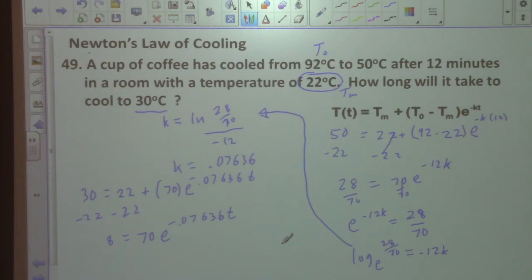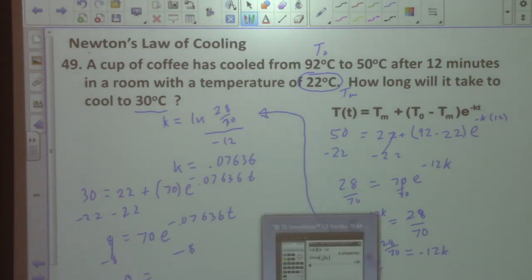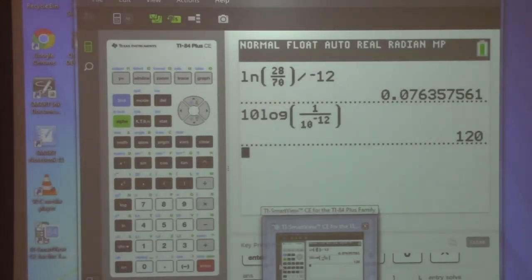Okay. What I'm going to do is solve by graphing, and for that we're going to subtract 8 from both sides. Does this look familiar from yesterday? So we get 0 equals this minus 8, and we just look for where the graph crosses the x-axis, and we'll have our answer.